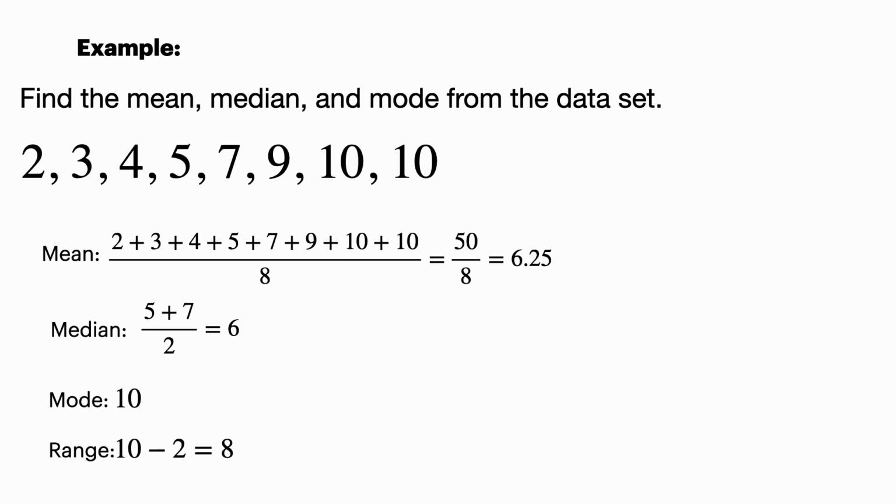What's the median? These are in order, so we have to find the middle number. The middle number is actually not there. It's the average of the two middle numbers. So 5 plus 7 divided by 2 would give us 6. So the middle number is actually 6. The mode, the number that occurs the most, is 10. And the range is the highest minus the lowest. 10 minus 2 is 8. So there's a range of 8 there.